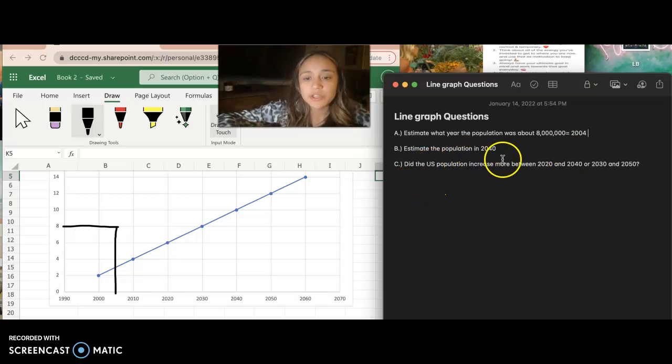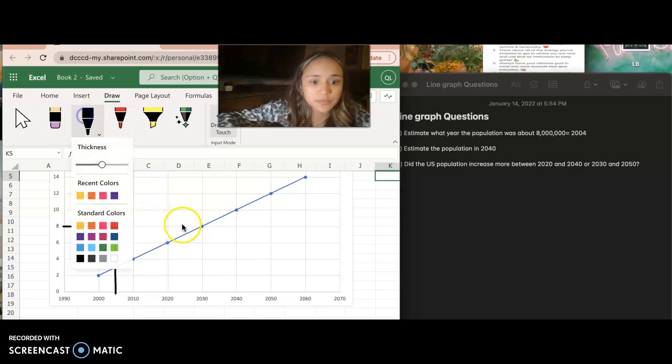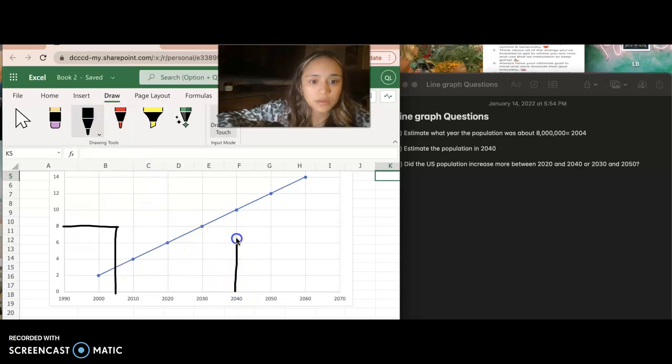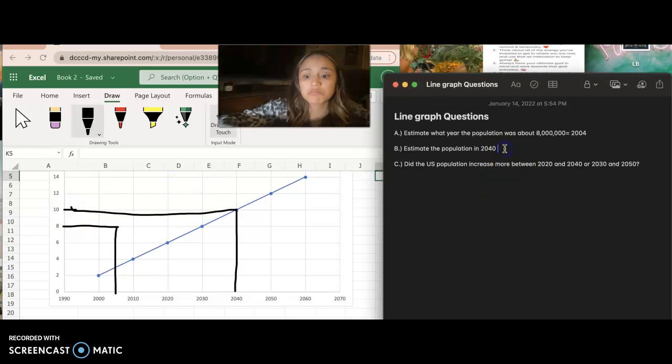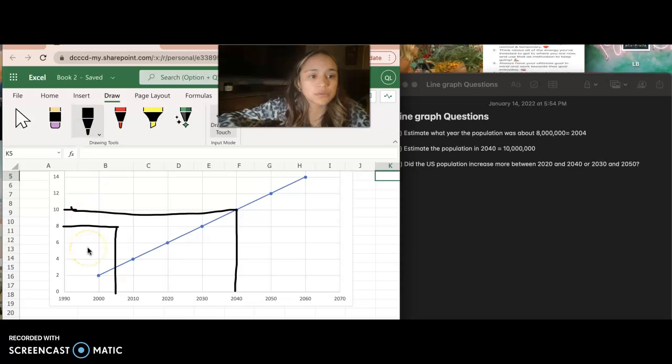Question B, estimate the population in 2040. So when we're looking at 2040, we can simply just follow the graph and see where it leads. So here to here. That means it would be 10 million. So this one's for question A. This one's for question B.